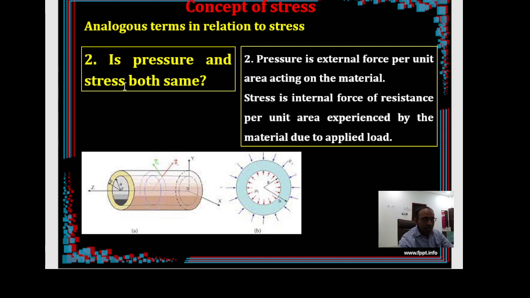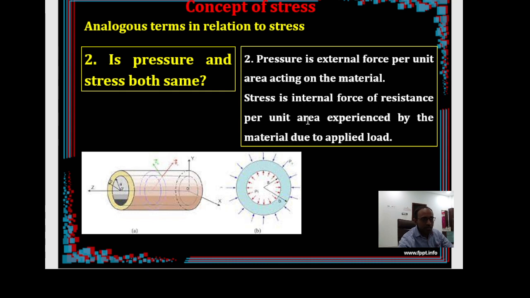The difference is that the external force per unit area is what we will call pressure, but the stress is internal force. You cannot see that. Stress you cannot see. Stress is an internal force of resistance per unit area experienced by the material, whereas the first one is experienced by the material due to the applied load. From the externally applied load, this develops internally.